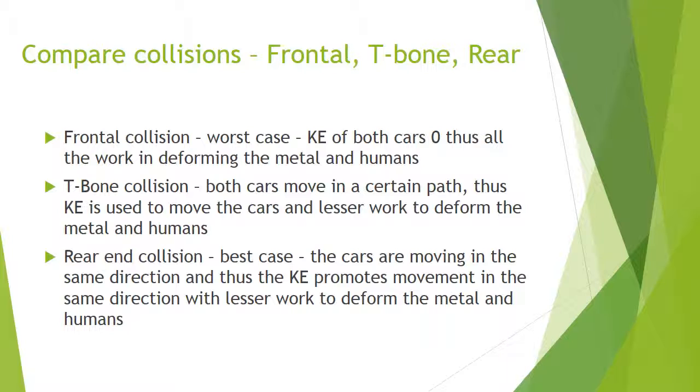A T-bone collision occurs when it's an end-to-side collision. After the collision, both cars move in a certain path. Therefore, the kinetic energy is used to move the cars, and there is lesser work done to deform the metal and the humans. The best case scenario happens to be a rear-end collision. Both the cars move in the same direction, and thus the kinetic energy promotes the movement in the same direction, and there is lesser work to deform the metal and the humans.